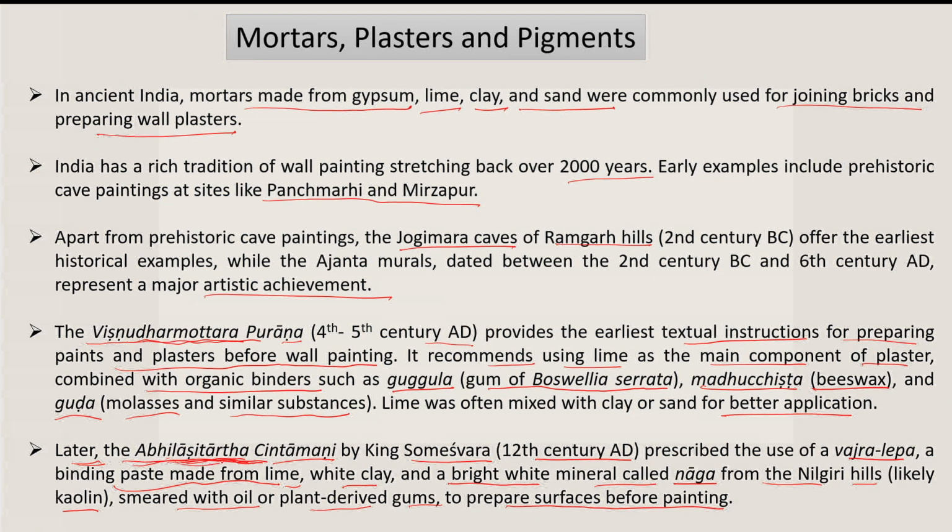Later, the Abhilashitartha Chintamani by King Someshvara, 12th century AD, prescribed the use of a vajralepa, a binding paste made from lime, white clay and a bright white mineral called naga from the Nilgiri hills, smeared with oil or plant derived gum to prepare the surface before painting.